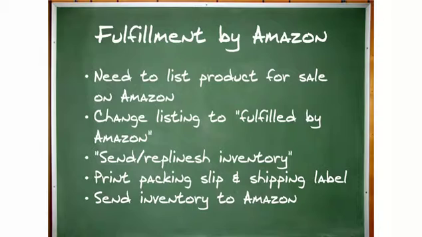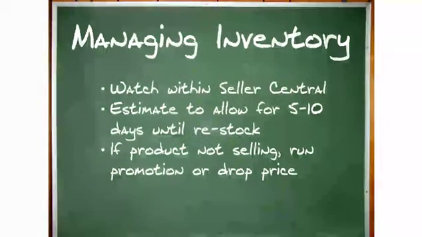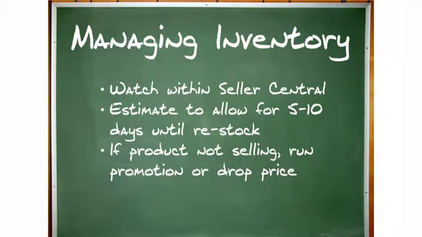Or if they have to send it to you, then you basically put that packing slip inside the box, put the shipping label on top of the box, and you send your inventory to Amazon. That's basically all that's involved. And then Amazon will start processing all the sales that come through all by itself, and it basically pays you every 14 days.